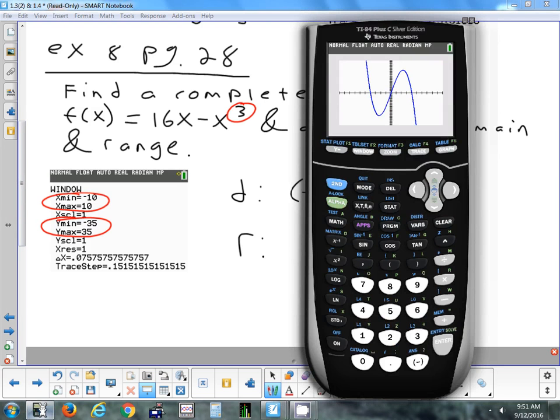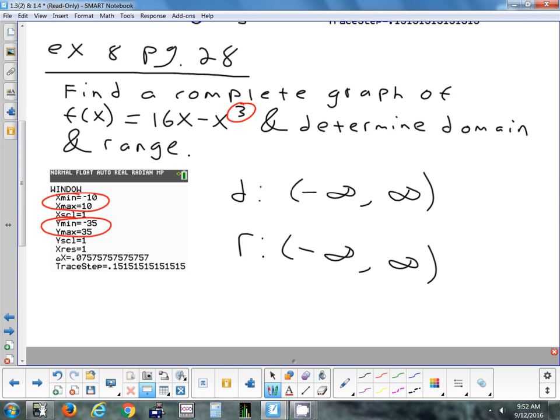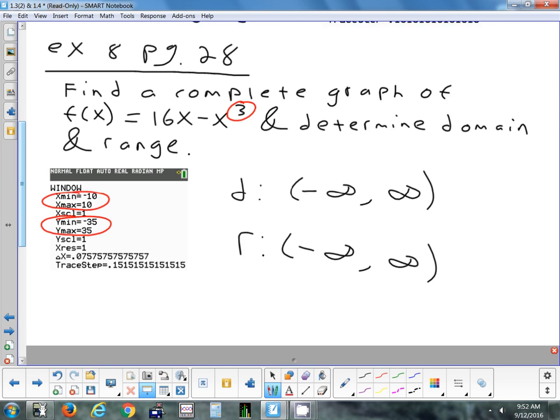Okay, and now let's look at the graph. How about the range? How far up and down is this graph going to go? Based on what I said, you're not going to see any more twists and turns. Everything you're seeing on the screen, that's all you're really going to see. Yeah? Yep. Negative infinity to infinity. Yep. Okay, so that's your domain and range. Any questions on that?